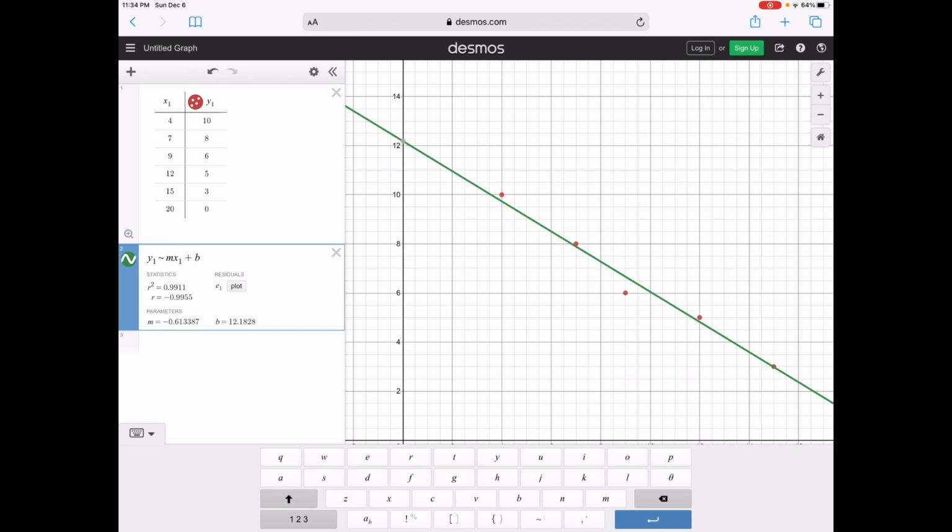Let's talk about another value there. It's the letter r. R in this case is equal to negative 0.9955. R is what's known as the correlation coefficient. Now I'm going to go back to our other slide so that I can draw some information about the correlation coefficient.